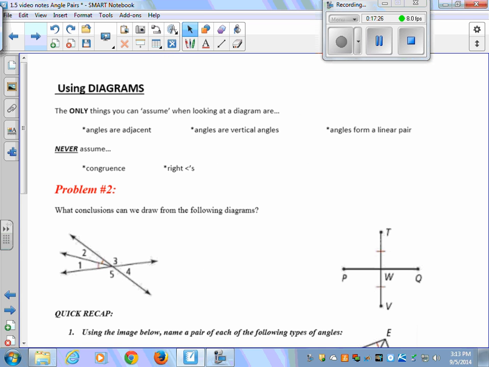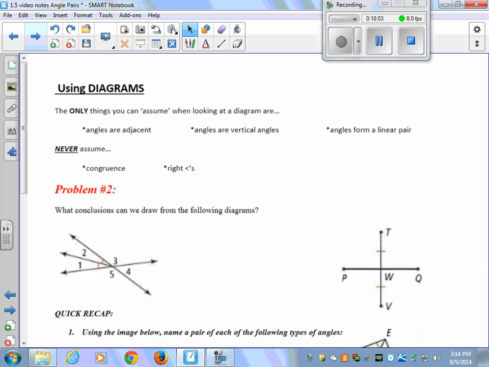Okay, so on the next page we are looking at a couple of things that we need to make sure we are aware of when we're looking at diagrams. Never assume things are congruent. Even if they look like they are the same length, you can't assume that. You can assume that two angles are adjacent. When you look at a diagram and it looks like they're connected and right next to each other, you can assume that they are. You can assume that angles are vertical angles. If it looks like two lines are intersecting, you can assume that they are forming vertical angles.